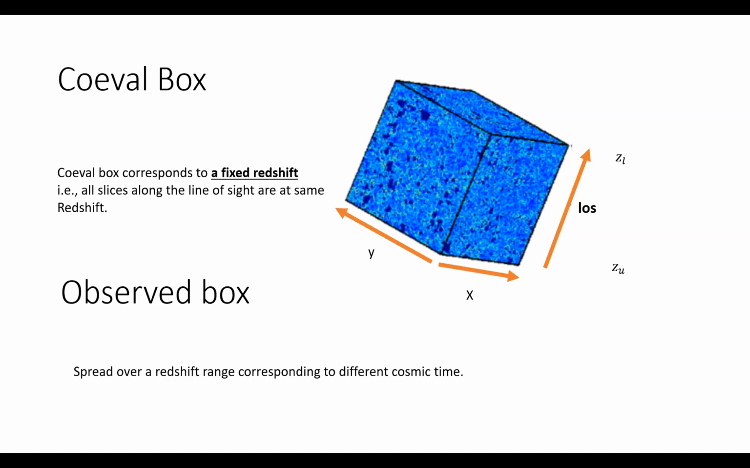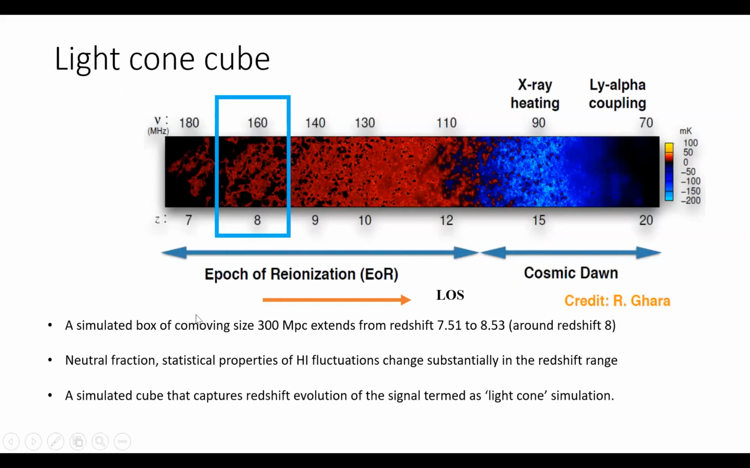So you have to consider the fact that your 3D box spreads in redshift, and along the redshift, the neutral fraction and statistical properties of the HI fluctuations could change substantially. For example, let's say you simulate a 300 megaparsec box. That 300 megaparsec length along the line of sight will extend from redshift 7.51 to redshift 8.53. So it is not at one fixed redshift.